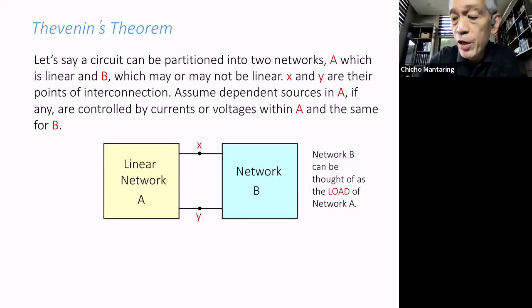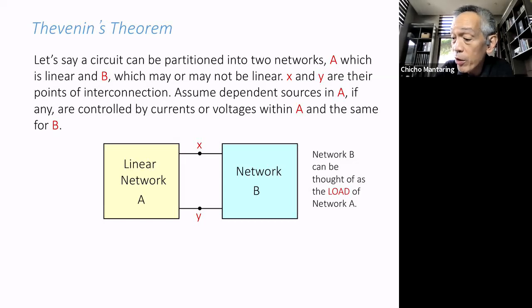Let's say you have a big circuit, and you can partition that into two circuits which are connected to each other. So in this case, meron tayong malaking circuit, and I can separate that into two circuits. I'll call the left side network A, the right side network B, connected together through terminals X and Y.